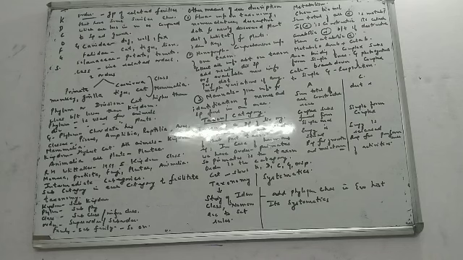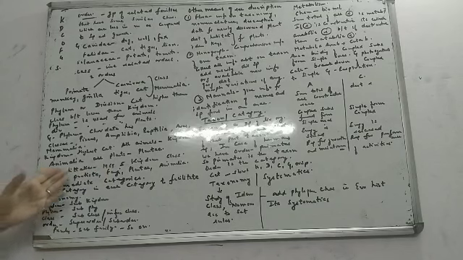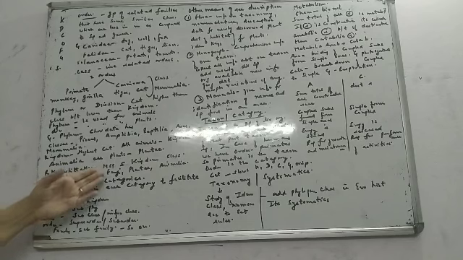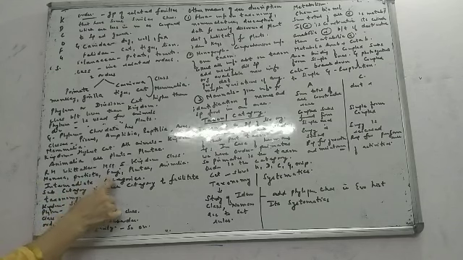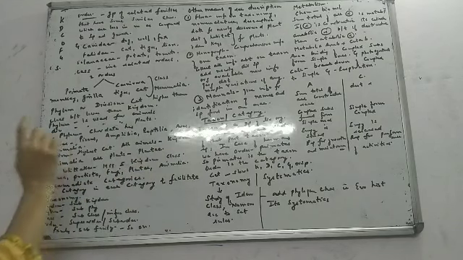R.H. Whittaker. You heard his name, I am very sure. R.H. Whittaker, he gave the 5 kingdom classification. R.H. Whittaker is known for which kingdom classification? 5 kingdom classification. It was somewhere in 1969 when R.H. Whittaker came up with this classification of how many kingdoms? 5 kingdoms. He said Monera, Protista, Fungi, Plantae, Animalia. Okay? Is it okay for everybody?